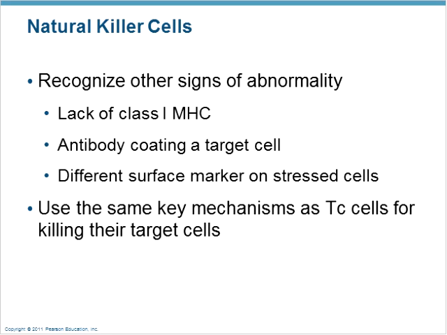Natural killer cells recognize other signs of abnormality, such as the lack of a class 1 MHC, an antibody coating of a target, and different surface markers for stressed cells. They see that and recognize those. They use the same key mechanisms as TC cells for killing their target cells.